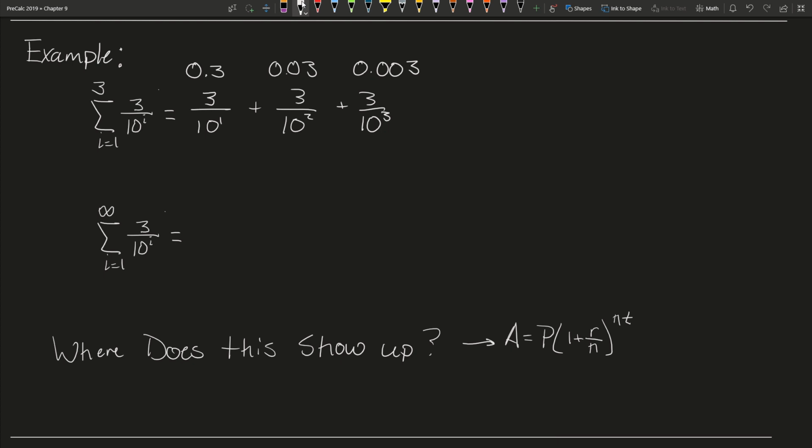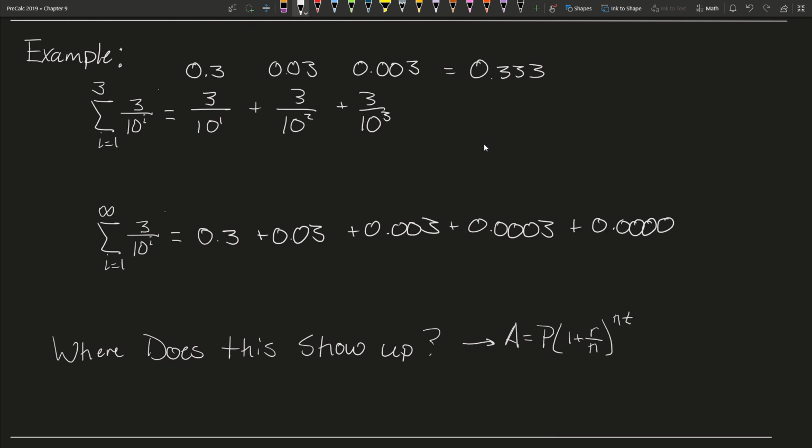Okay, so if we sum all those together, we get 0.333. And in our infinite series, this just continues. So we'd get 0.3 plus 0.03 plus 0.003, and so on. Which would converge to just 1/3.